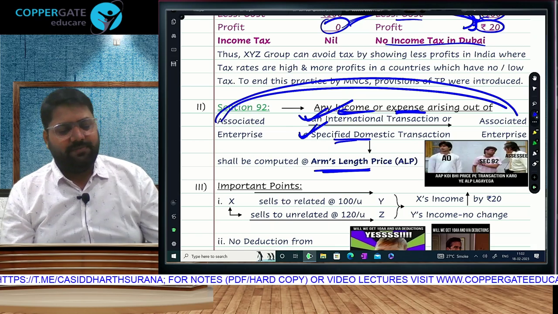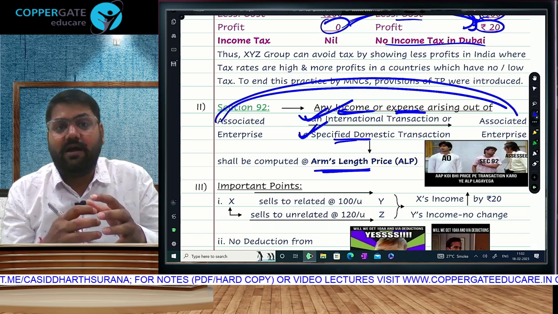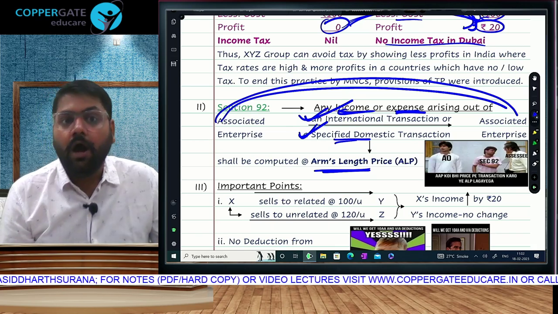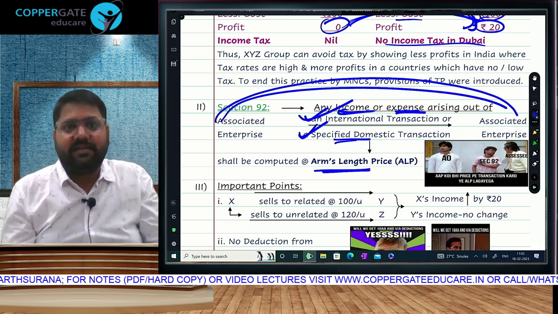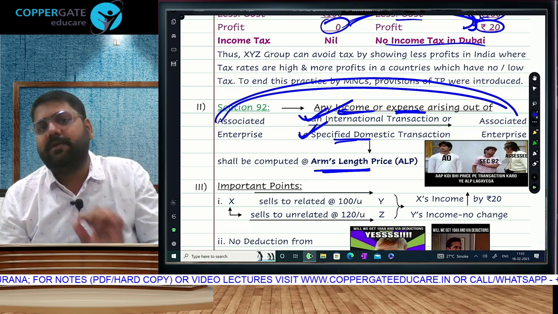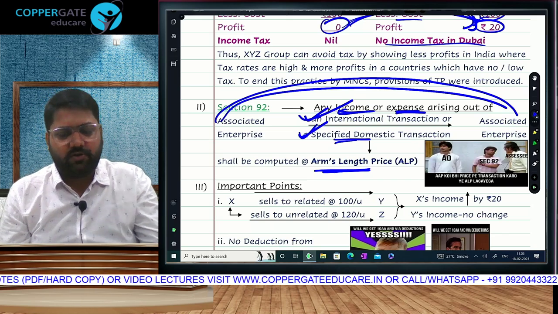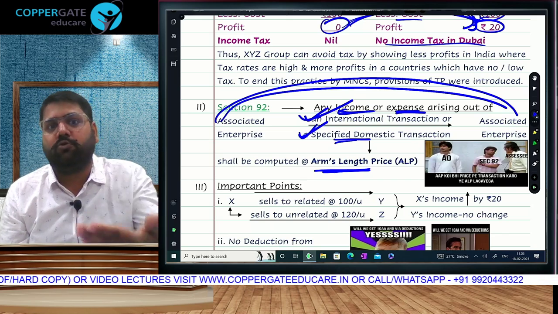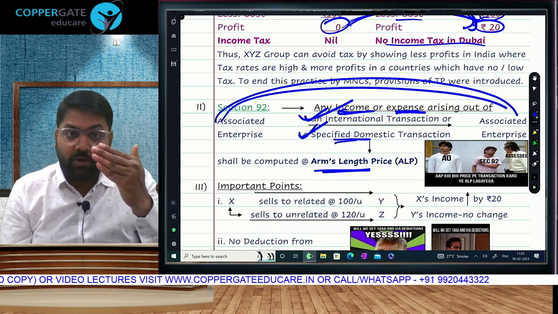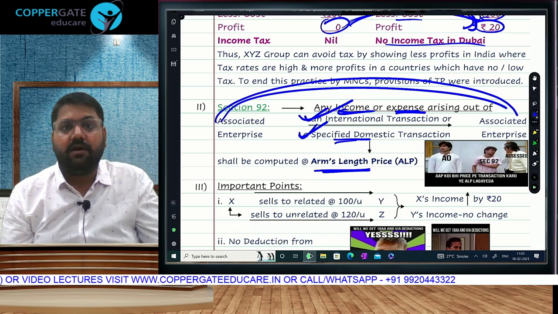Arm's length price in simple language is nothing but the price at which you will transact with an unrelated party, some party which is at a distance from you. This price will be applied to your related party transaction as well. The market price is going to be taken for tax purposes. You may do your transaction at whatever price you want, but for tax purposes we will be taking the arm's length price.